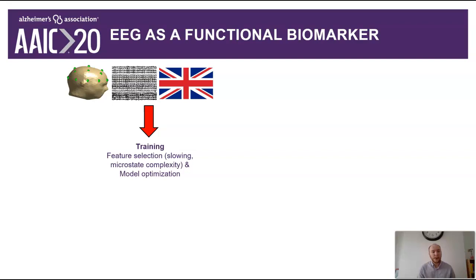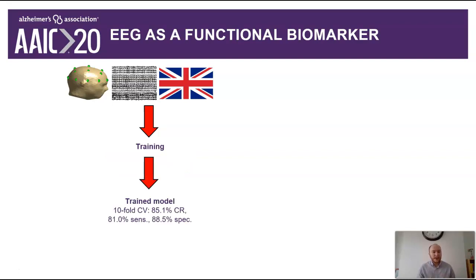a machine learning model that is optimized to separate the Alzheimer's disease and the healthy patients based on just two parameters from the EEG. One, we take a measure of the slowing of the power spectrum. So this is at a slow time scale. And then we look at the microstate complexity, which is at a much faster time scale.